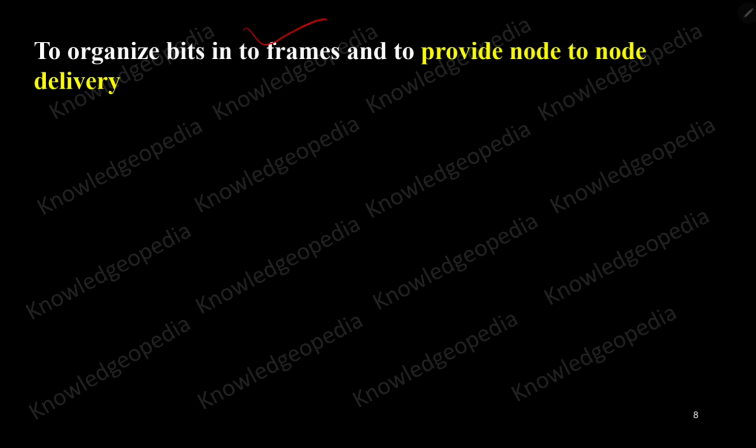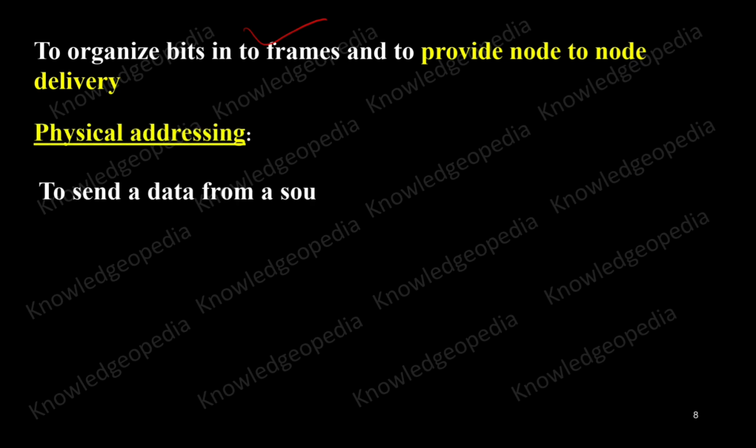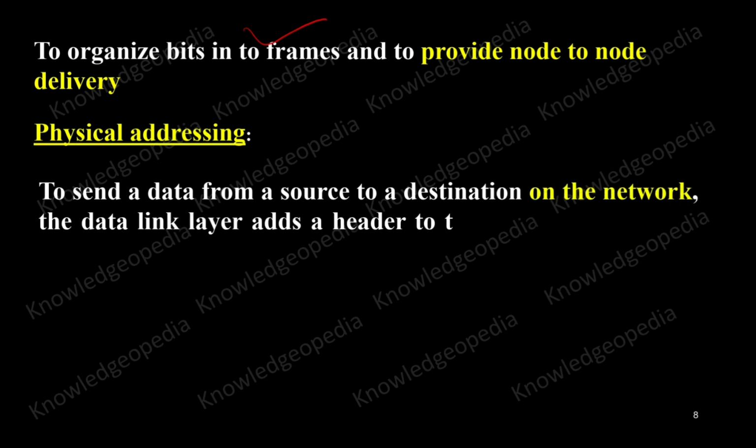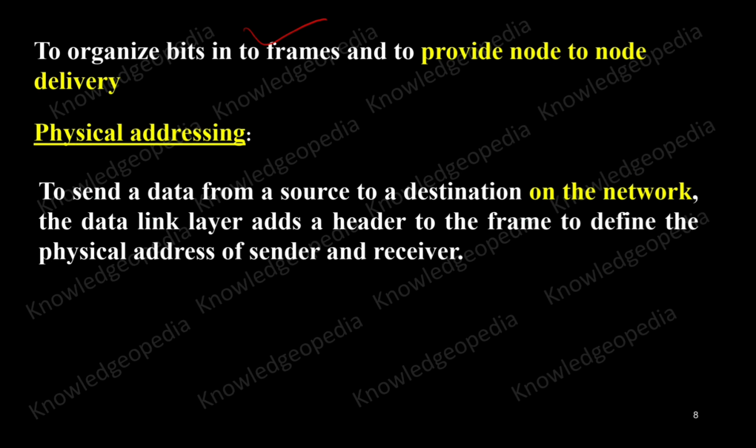The function of the data link layer is to organize bits into frames, which we discussed now, and to provide node-to-node delivery. So in a network, we have a source and a destination. To deliver the packet from source to destination, it provides the address called the physical address. To send the data from source to destination on the network, the data link layer adds a header to the frame to define the physical address of the sender and receiver. Both sender address and receiver address will be there.